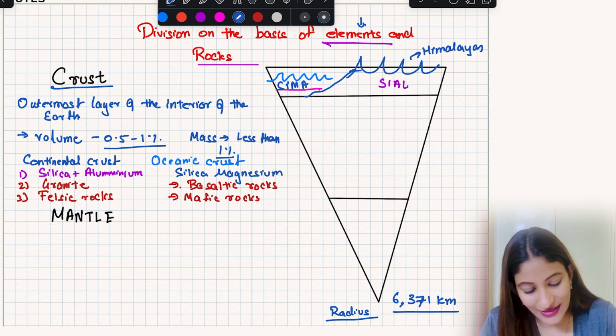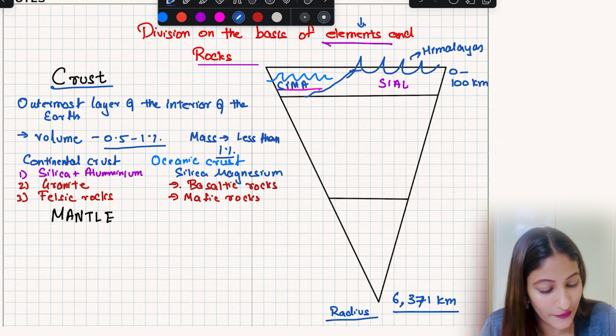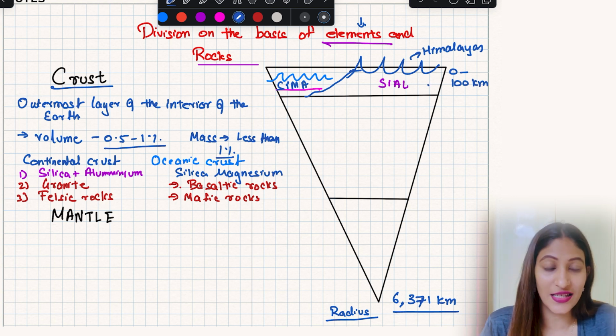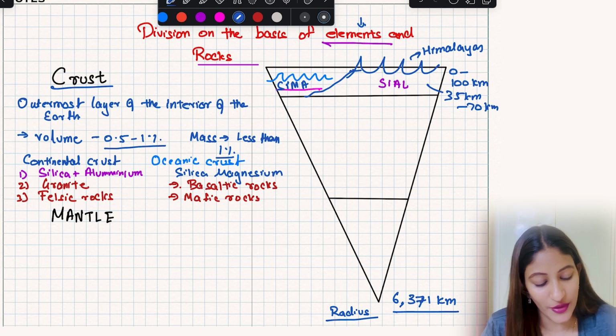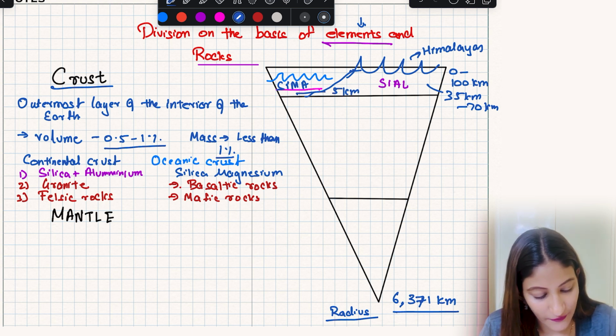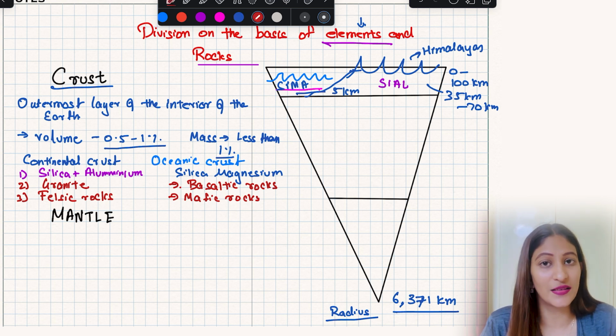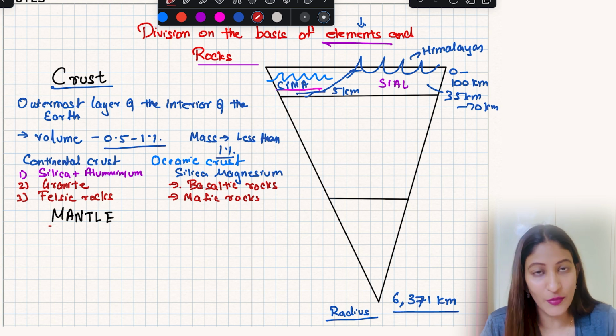Now, if we talk about the depth, the general depth that we consider is between 0 to 100 kilometers, and it differs. In continental crustal areas, the depth of the crust is much more. For example, near the Himalayas, it could range between 35 kilometers to 70 kilometers. However, when we talk about Sima, I mean the oceanic crust, it is less deep. It is just 5 kilometers approximately. So that is why we can say that between 0 to 100 kilometers, the depth of the crust is prevailing. Now, as we have concluded with the first layer, we move on to the second layer.